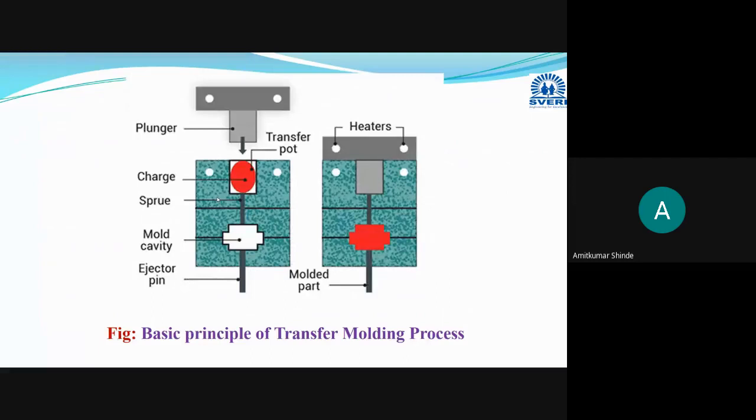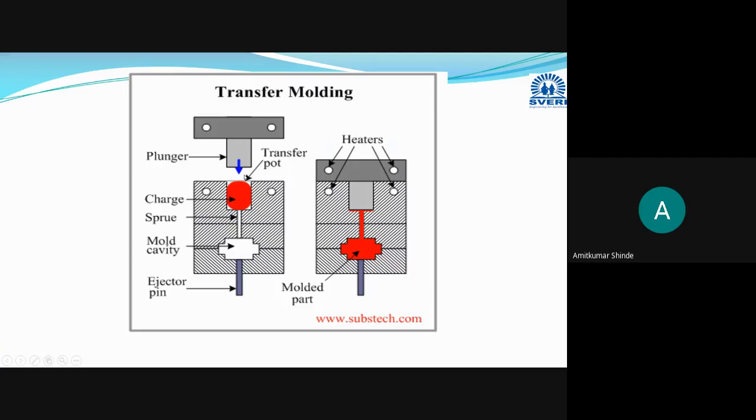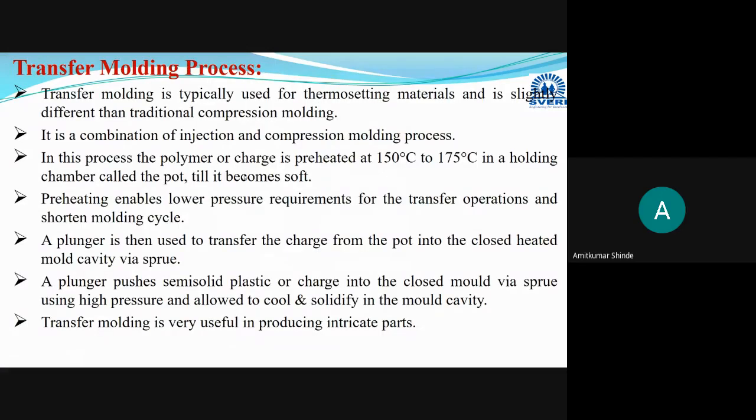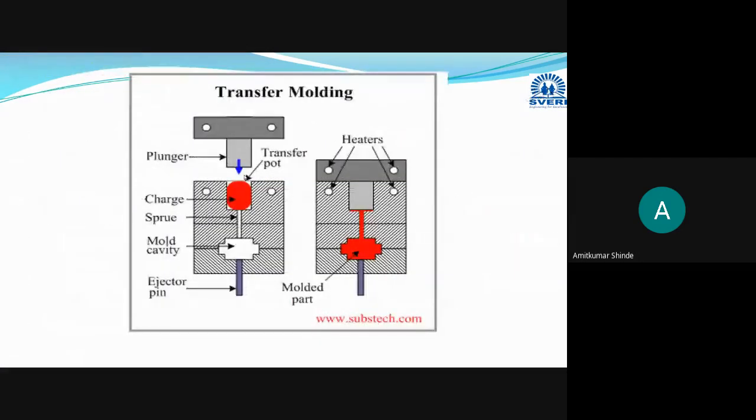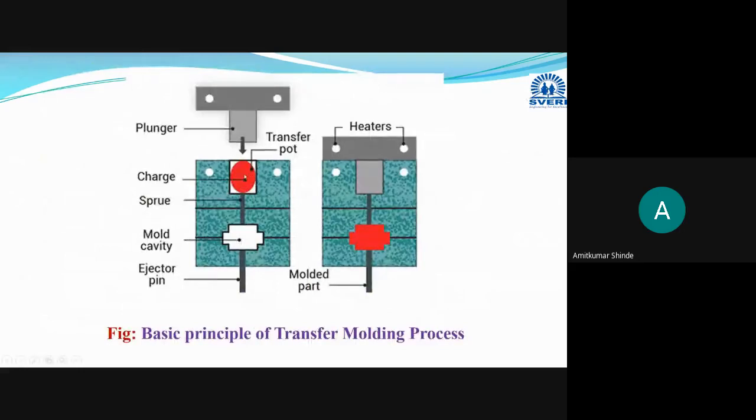This is the same diagram with a little bit of color identification provided here depending on the zone. For the raw material, our plastic material, I have used red color here. This is the plunger. This chamber is the transfer pot.